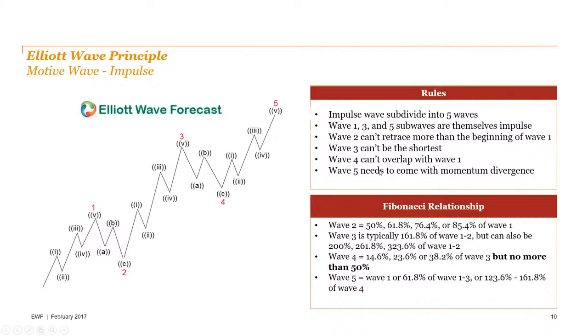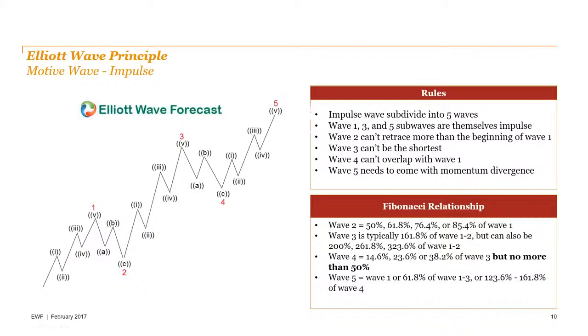So you see the wave 4 here cannot overlap with the top of the wave 1. Okay? And then wave 5 needs to come with momentum divergence, meaning you can look at the RSI indicator, and you need to see a divergence in the RSI. So these are the rules for you to be able to label this as a 5 waves move. If one of these rules is not met, then you cannot label it as an impulse. All right? So very important.